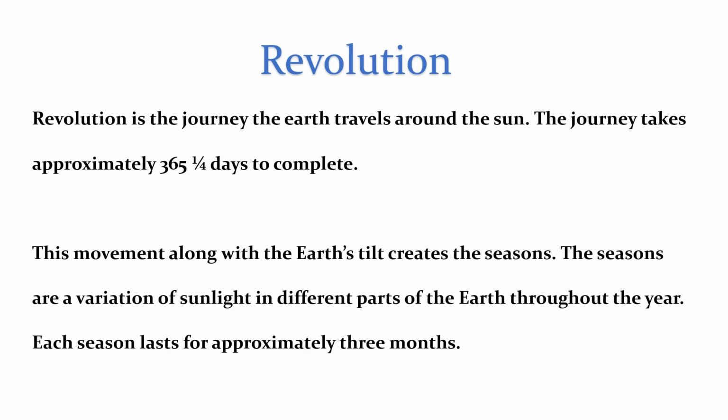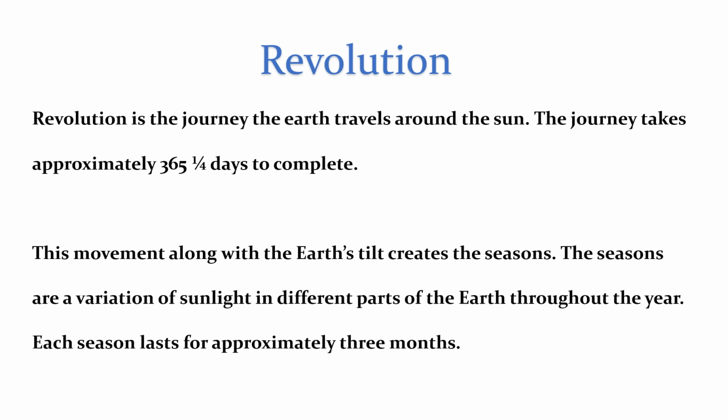So even though we have 365.25 days, every 4 years the quarter adds up to a complete day and we get an extra day. Therefore, we call it a leap year. And that is the reason why every leap year, February, instead of having 28 days, gets 29 days.